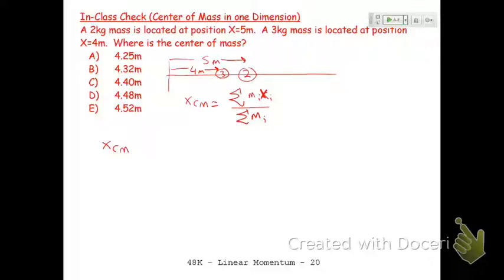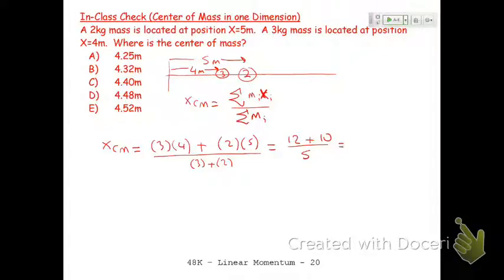So x center of mass is equal to, now we're just working out this sum on top. I pick one of these: it's the mass, which is 3, times the position, which is 4, plus the mass, which is 2, times the position, which is 5, over the mass, which is 3, plus the mass, which is 2. So this would be 12 plus 10 over 5, which would be 22 over 5, which would be 4.4 meters.